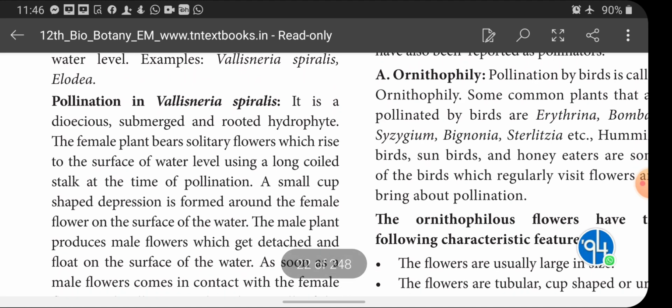It is a dioecious, submerged and rooted hydrophyte. Submerged means the plant is completely inside the water and the roots are fixed at the bottom of the water bodies. The female plant bears solitary flowers, single flowers, which rise to the surface of the water using a long coiled stalk at the time of pollination. So at the time of pollination, what happens?